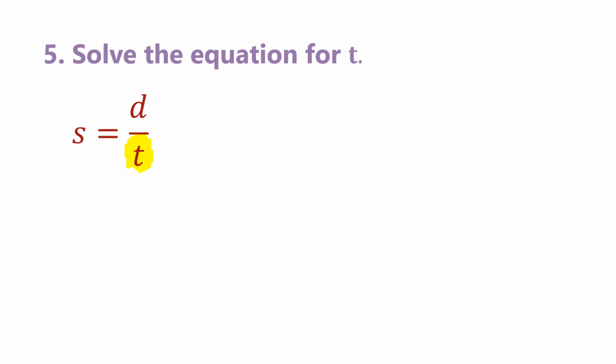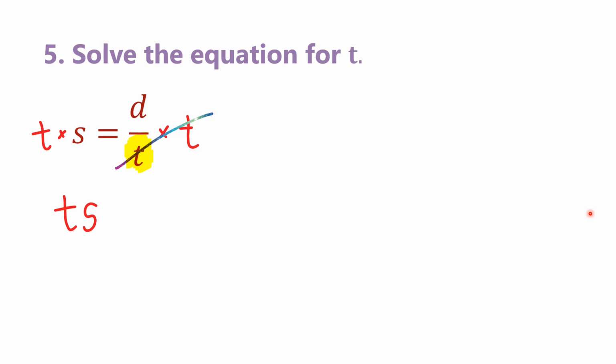So we need to get t out of the denominator. What can we do to move this t over to the other side? We can multiply both sides by t, right? That's going to cancel it out over here. So it's going to cancel it out on the right-hand side. It's going to get it out of the denominator. And now we can work on getting t by itself.